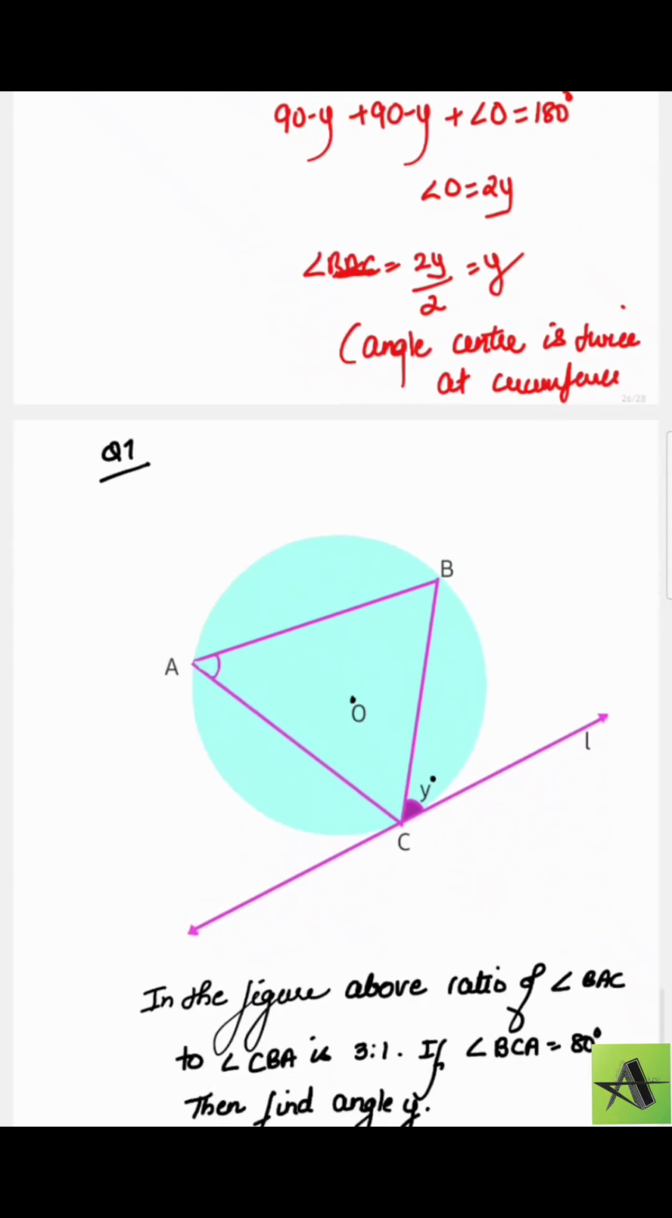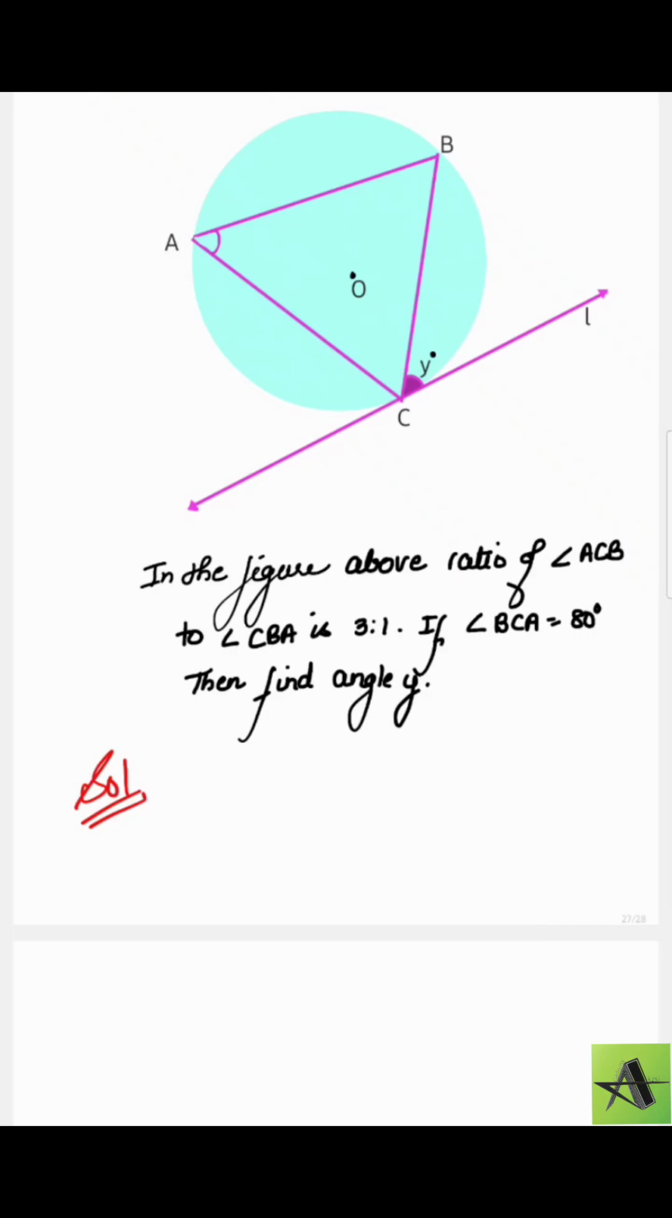Now let me do one question on it. See this question. It says in the figure above, the ratio of angle ACB, this angle, and angle CBA, this one, is given as 3:1. And if angle BCA is 80 degrees, then find the angle y.